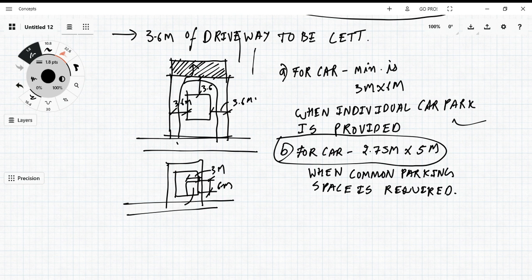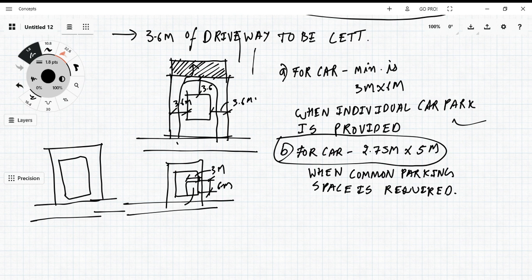Sometimes I am designing a little bigger house. Then I will provide some stilt at the entry. This is my building; after leaving setbacks, I will leave a stilt area in front. Here I'll provide two or three car parks adjacent to each other. If I am providing common parking, then the width of the car space should be 2.75 by 5 meter. This is the second option.